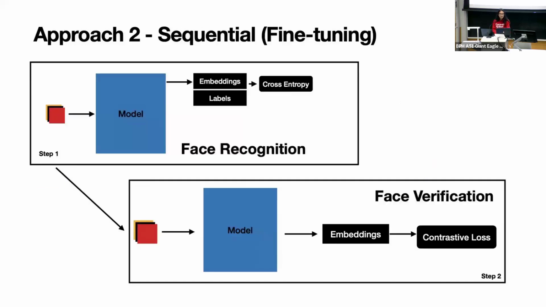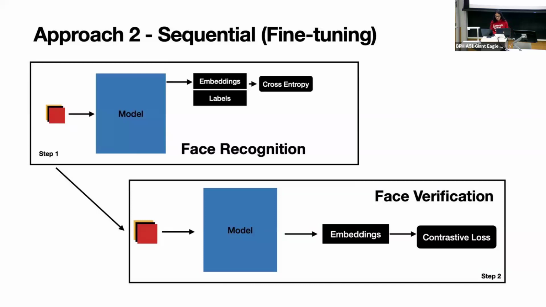And the second approach here is sequential or fine tuning. So basically, in this case, you will first do the classification bit and then verification entirely instead of doing them simultaneously. The model will be first trained for face recognition using cross entropy loss. And after this initial training, the model is then fine tuned separately using any contrastive loss function. What I mean by contrastive loss function, we'll discuss more later. But this will be done in two separate steps.